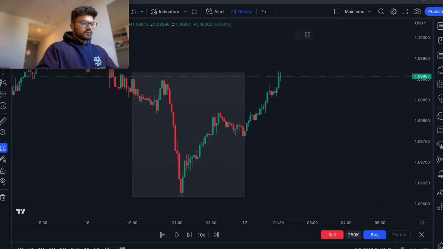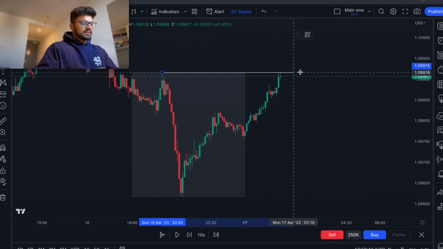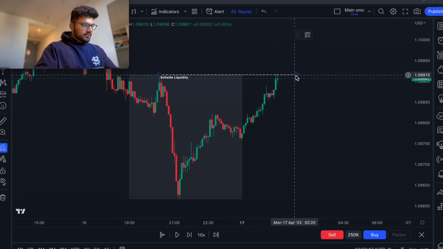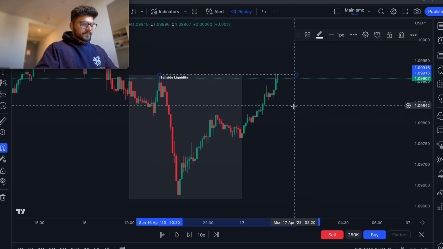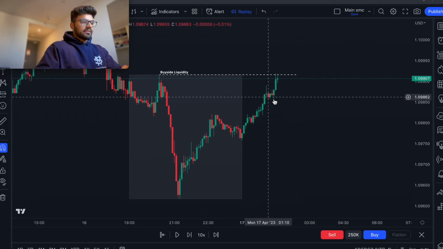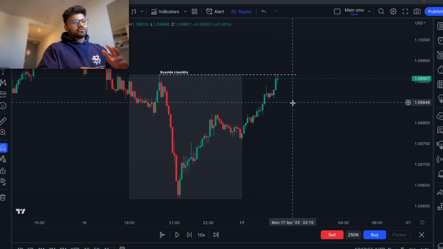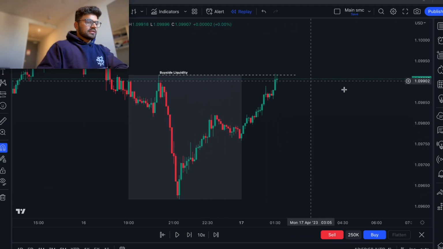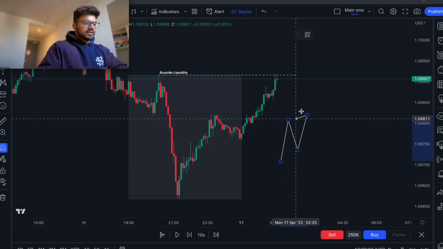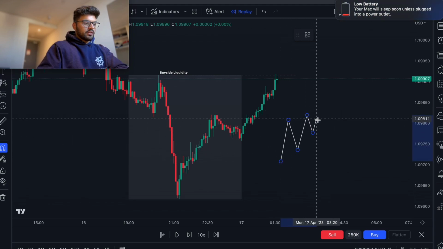That means what I'm looking for is I'm looking for this high to get run. So we can write sell side liquidity on that. Sorry, buy side liquidity. Yeah, buy side liquidity. So we want this to get hit first, and then we'll be looking for our trade short, right? So it was that same diagram that I showed you before, whereas the liquidity gets taken, and then we'll be looking for our entry model down.